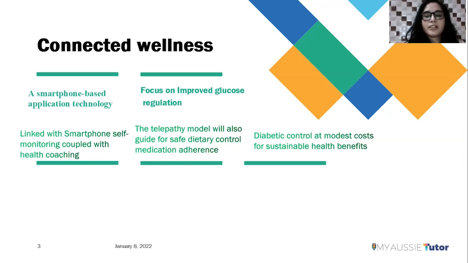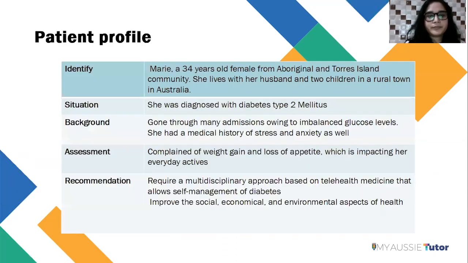They also provide diabetes control at modest cost for sustainable health benefits, because as we know, people belonging to the Aboriginal community are socially marginalized and live in poverty, and therefore cannot afford higher healthcare costs as well as higher treatment costs for managing their diabetes. Therefore, this healthcare model known as connected wellness provides services remotely, offering online health resources at a modest cost for sustainable health benefits.